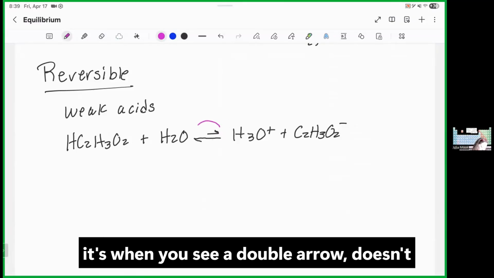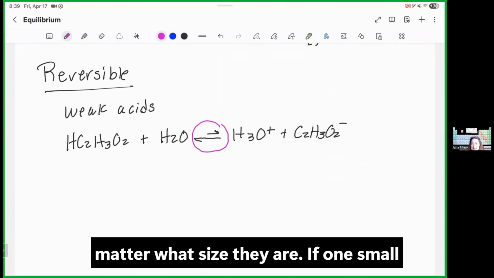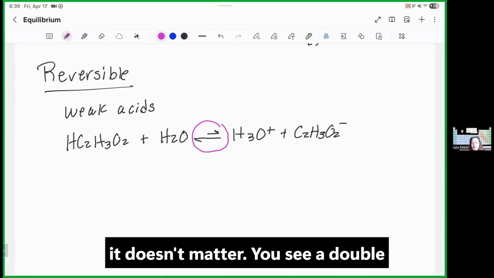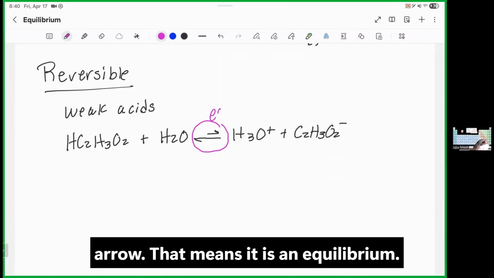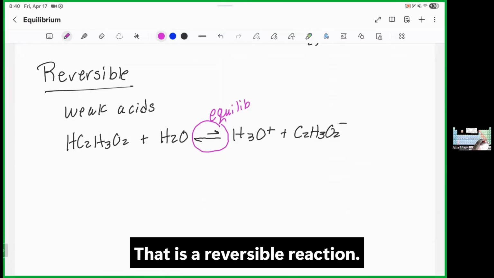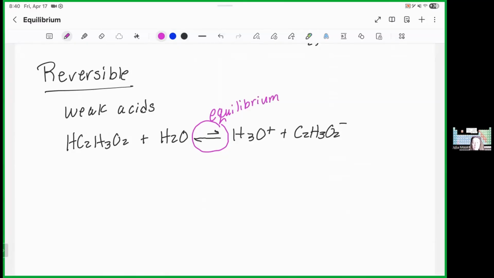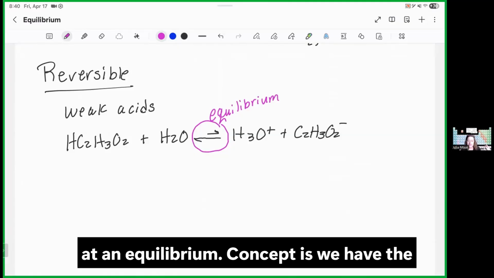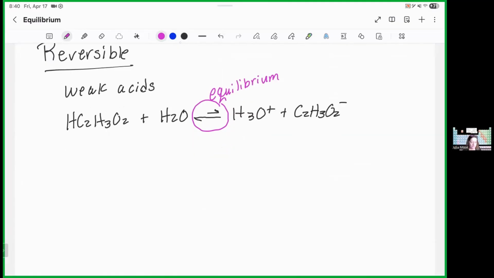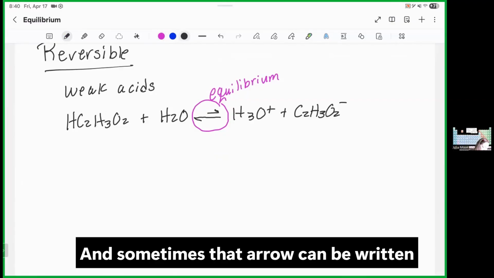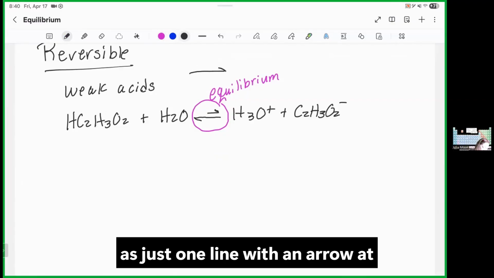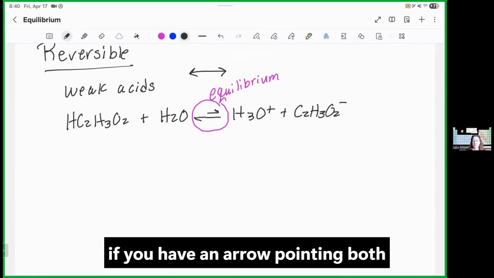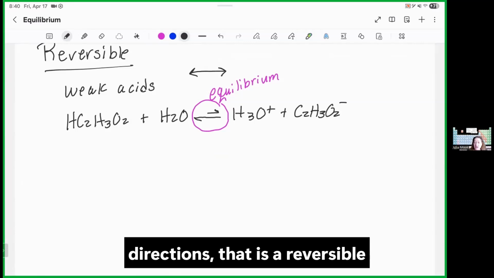And it's when you see a double arrow, doesn't matter what size they are, if one's small and one's big, if they're the same size, it doesn't matter. You see a double arrow, that means it is an equilibrium. That is a reversible reaction. Okay, so that's how we know we're at an equilibrium concept, is we have the double arrow. And sometimes that arrow can be written as just one line with an arrow at both ends of it. Okay, but either way, if you have an arrow pointing both directions, that is a reversible reaction.